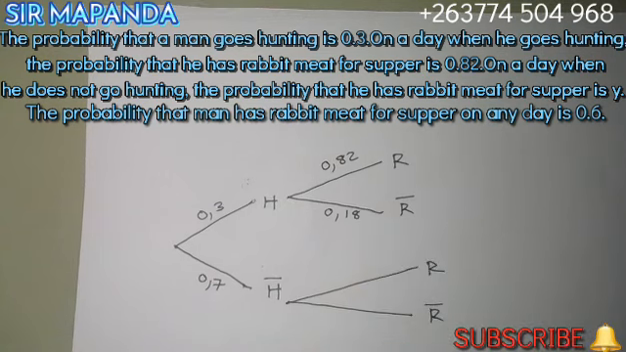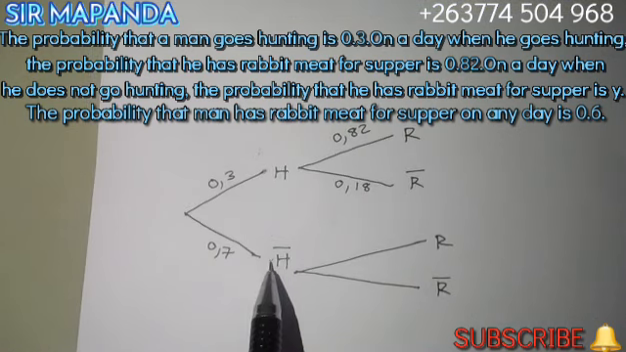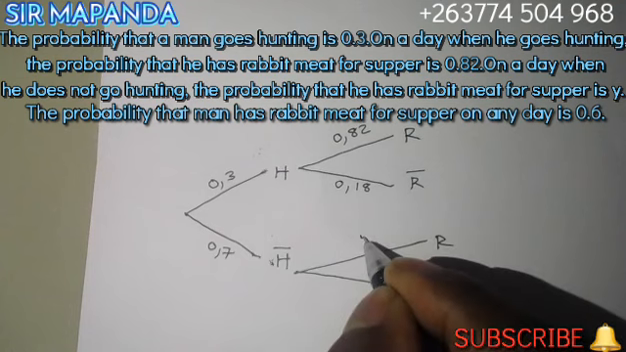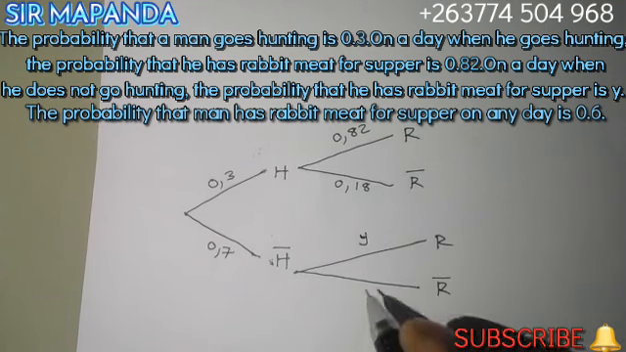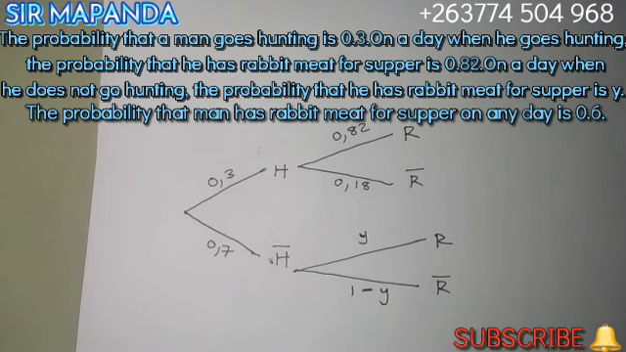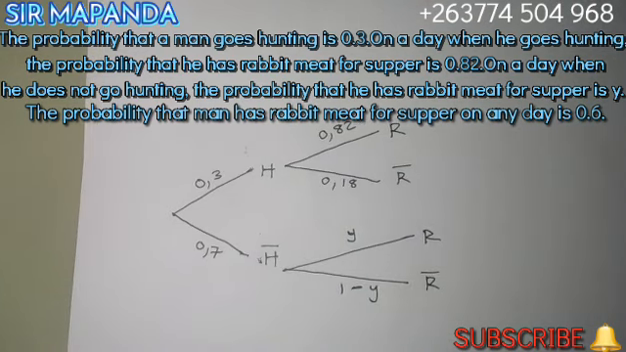We move on to third sentence. On a day when he does not go hunting, now focusing on this one, the lower branch, the probability that he has rabbit meat for supper is Y. So you put Y here. So it simply means the probability that he does not have rabbit supper is 1 minus Y, since they add up to 1. So this is how you complete your tree diagram. So to find Y, you now move to the last sentence.